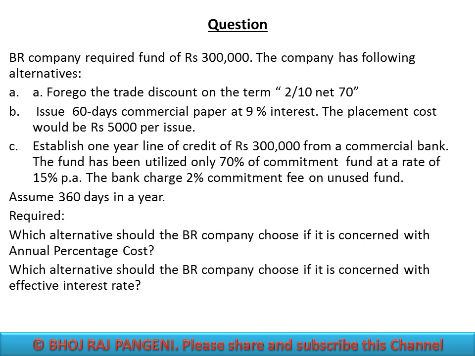We have to calculate both annual percentage cost, APC, and effective annual rate, EAR, and you have to take the decision for A, B, C. A has terms 2/10 net 70. B has 60 days commercial paper, 9% interest, 5,000 issue cost or placement cost. C, an established 1-year line of credit, that is 3 lakh of line of credit, 70% used and 2% commitment fee, 15% interest rate. Assume 360 days in a year, don't write 365.